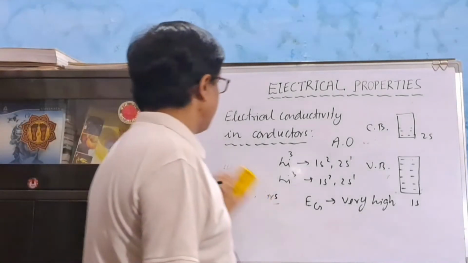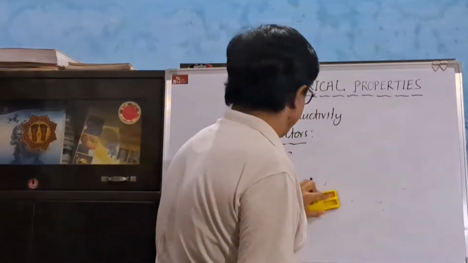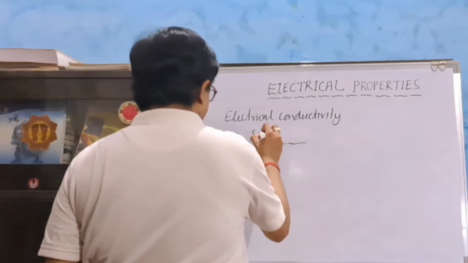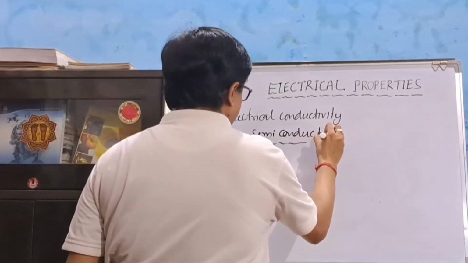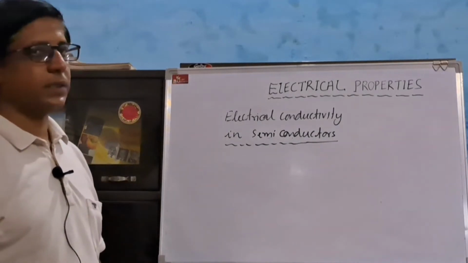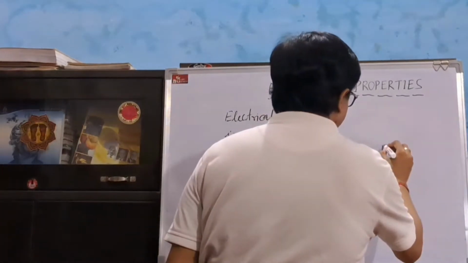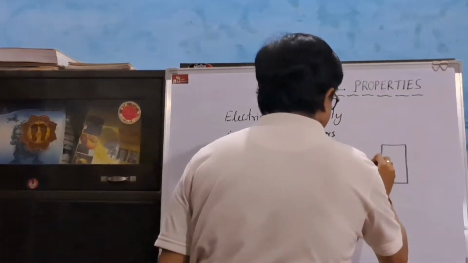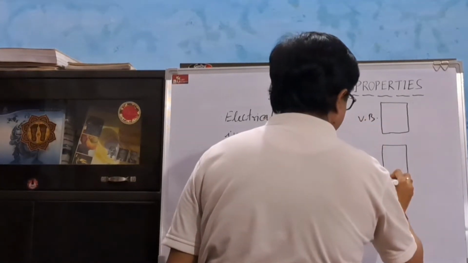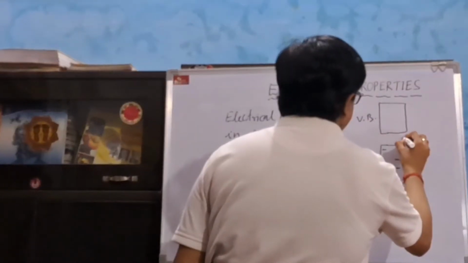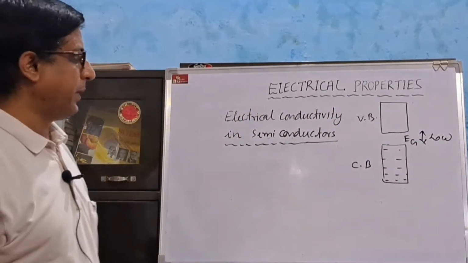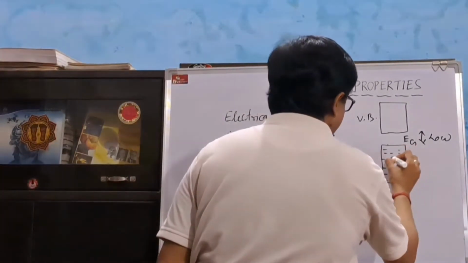Now we can also explain the electrical conductivity in case of semiconductors. Semiconductors are substances which have electrical conductivity intermediate between conductors and insulators. This is the valence band, this is the conduction band, and Eg is known as the energy gap. There is a low energy gap between the conduction band and valency band in case of semiconductors.